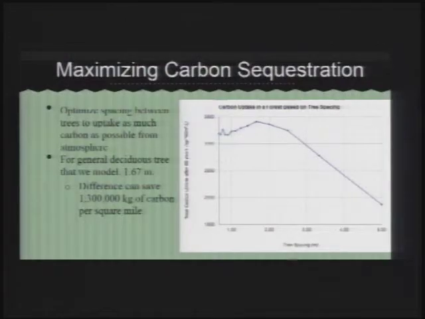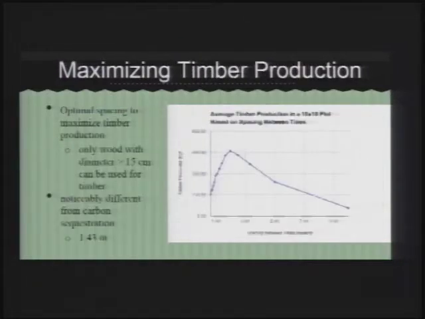So we ran 14 different spacings, 10 different times, and we measured the total carbon uptake of the plot after 60 years by measuring the total mass of all the trees after that time. And we found that for our general deciduous tree that we model, that distance is 1.67 meters, which if you look at the graph, it may seem slightly insignificant right now, but if you extend that 10 by 10 meter plot difference to a square mile of plantation, it's 1.3 million kilograms of carbon of a difference.